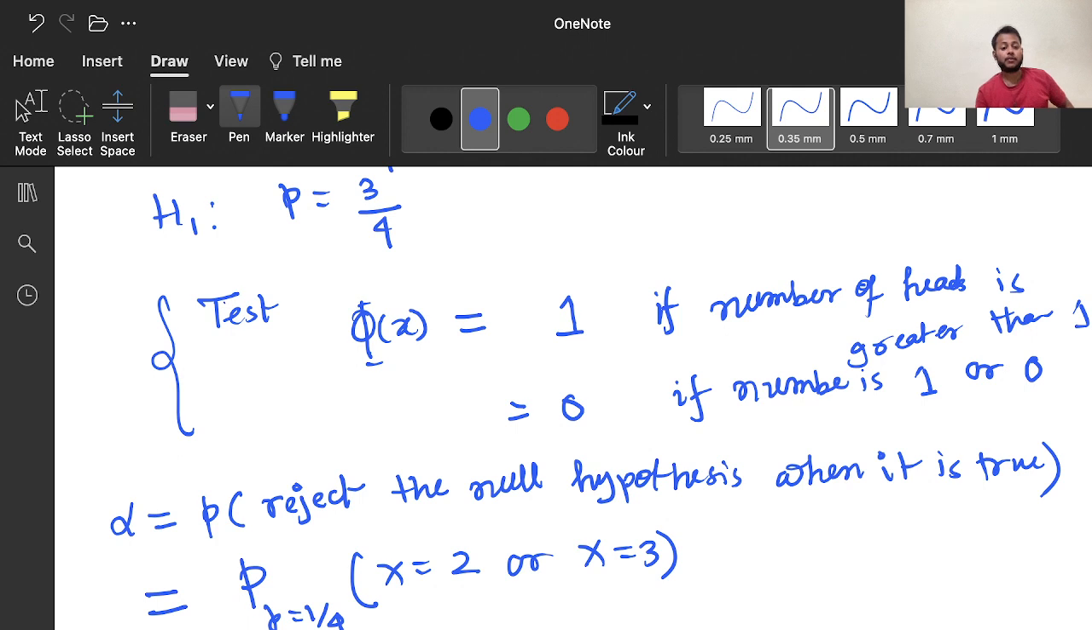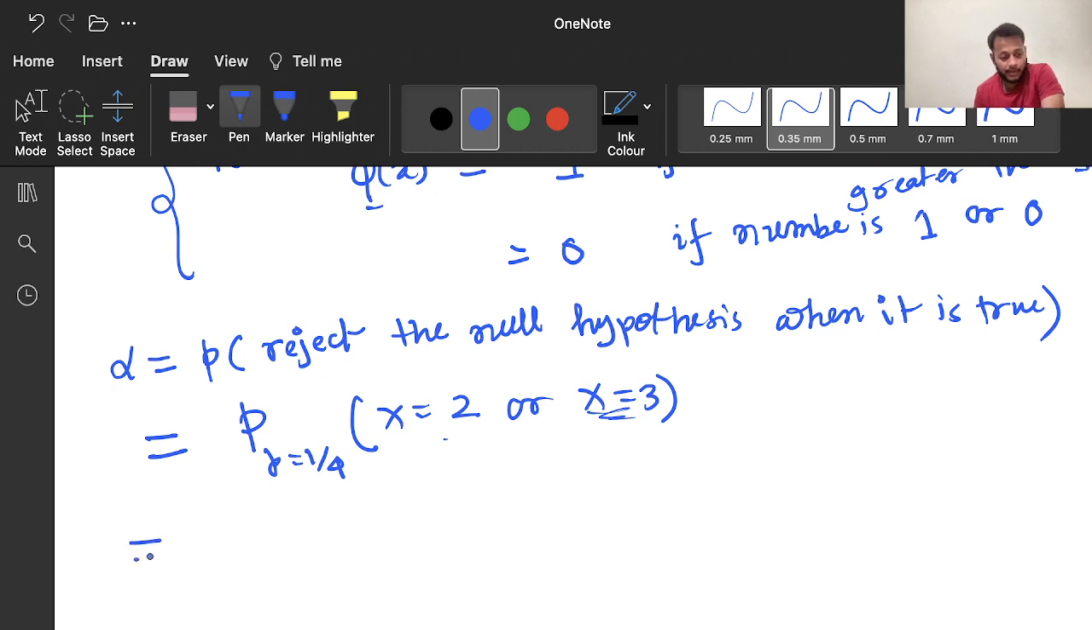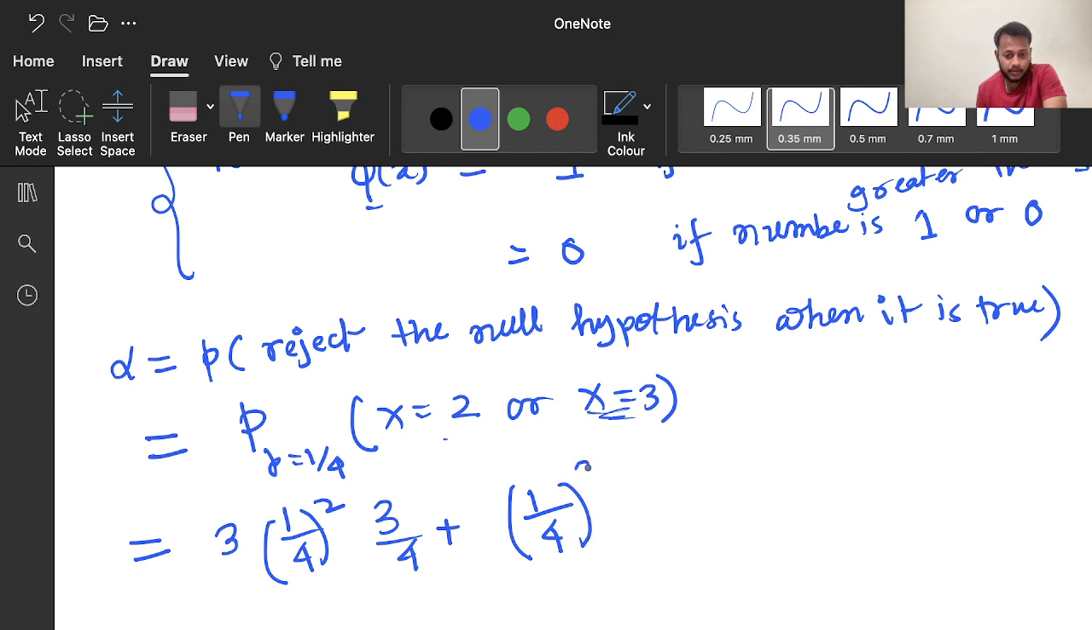So what is the probability under P equal to 1/4 that either this or this outcome will occur? That is the type 1 error, and it will be 3 times (1/4) square times (3/4) plus (1/4) cubed. So that is 10 by 64.